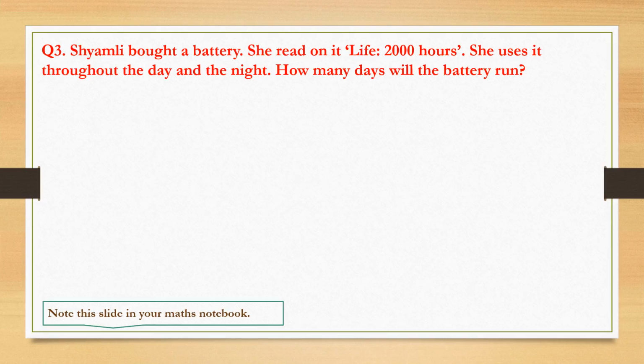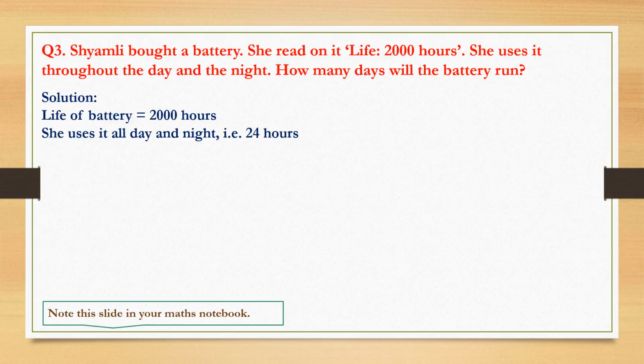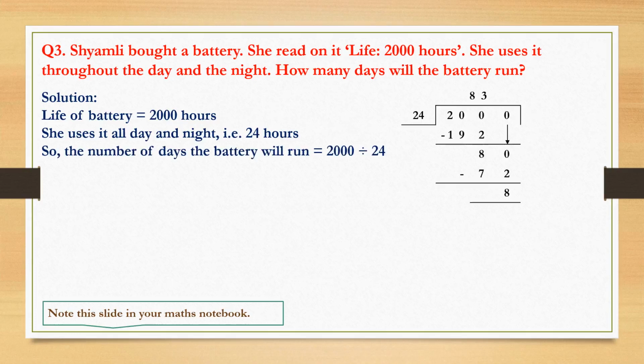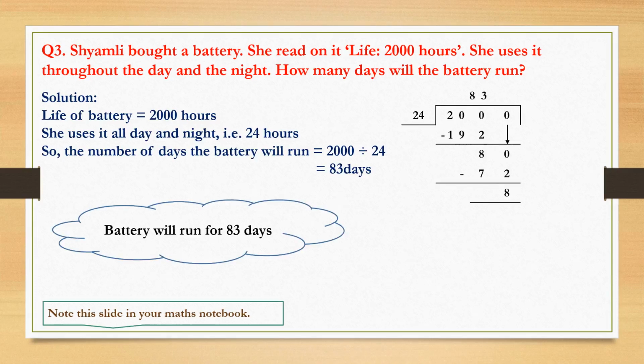So, the life of the battery is 2000 hours, which is given to us, and she is using it day and night also. That means she is using it 24 hours. Okay, she is using the battery 24 hours and the lifespan of the battery is 2000 hours. If I need to find out for how many days the battery will run, we'll just divide 2000 by 24. Okay, when I do that, my answer is 83 days. So the battery will run for 83 days.